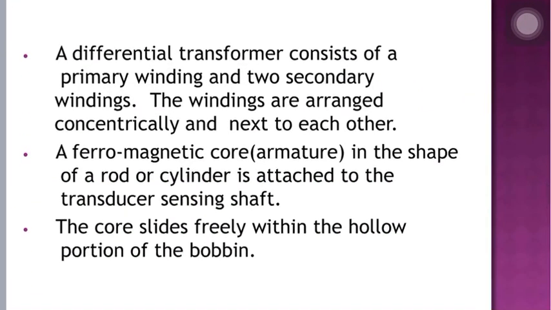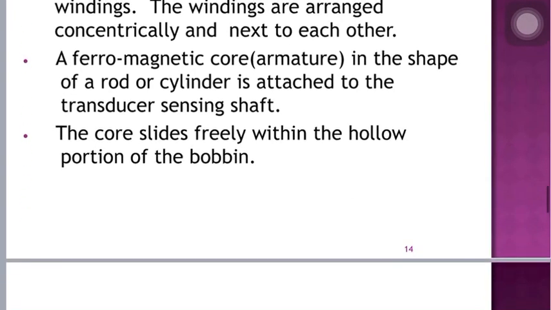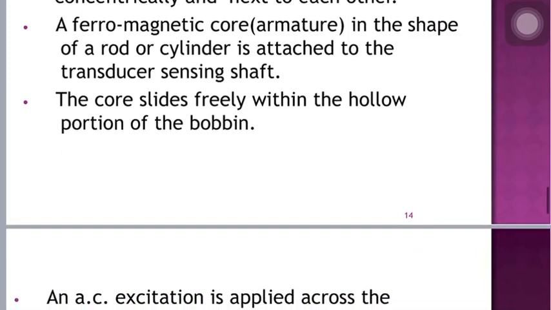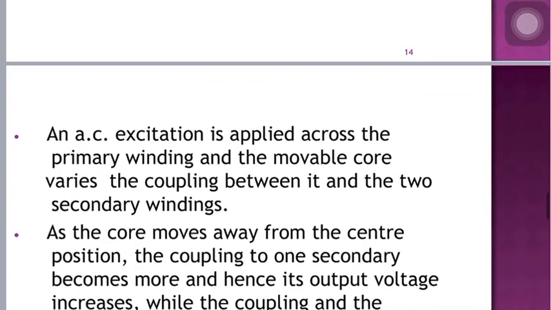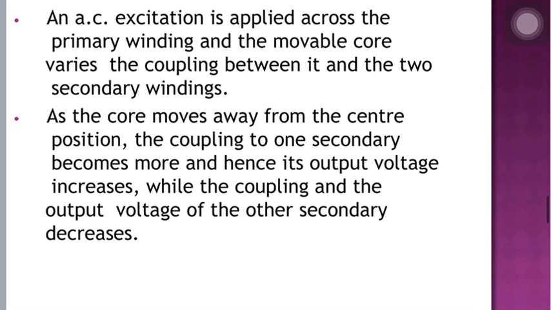A differential transformer consists of a primary winding and two secondary windings. The windings are arranged concentrically and next to each other. A ferromagnetic core armature in the shape of a rod or cylinder is attached to the transducer sensing shaft. The core slides freely within the hollow portion of the bobbin. An AC excitation is applied across the primary winding, and the movable core varies the coupling between it and the two secondary windings.